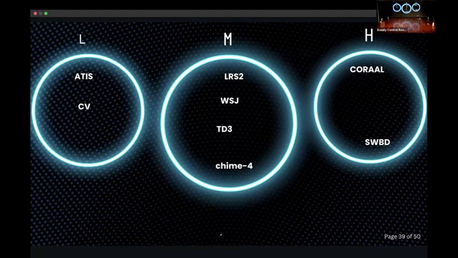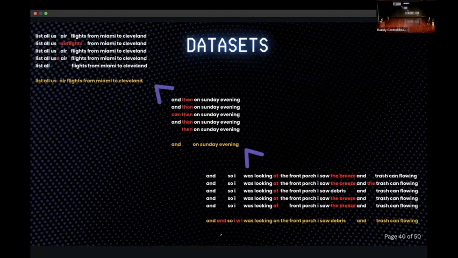But how did we actually do this? Basically, the more the ground truth differs from the input hypotheses, the more complex this example or data set is. And the more grammatical errors the ground truth has, the more complex it is. And the more accents the data set has, the more complex it is. So let's see these 3 examples.